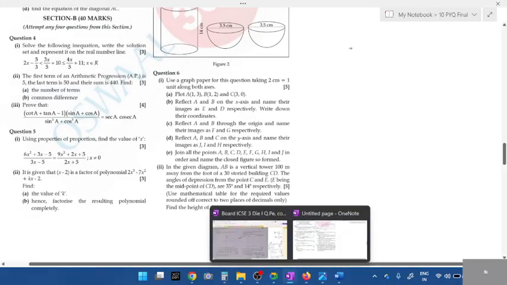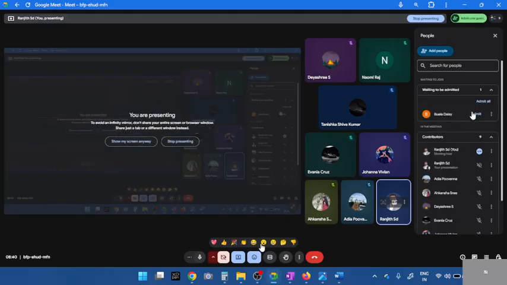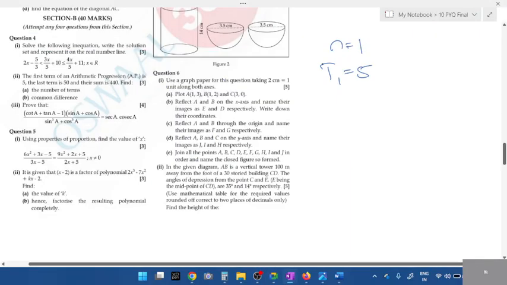The first term of an AP. What is the first term, how much, students? First term n is equals to 1. The first term of an AP is 5 and the last term. No. First term meaning is what? n is 1 and T of 1 is equals to 5. They've given the first term value, right? First term is 5 and what is the last term? 50.